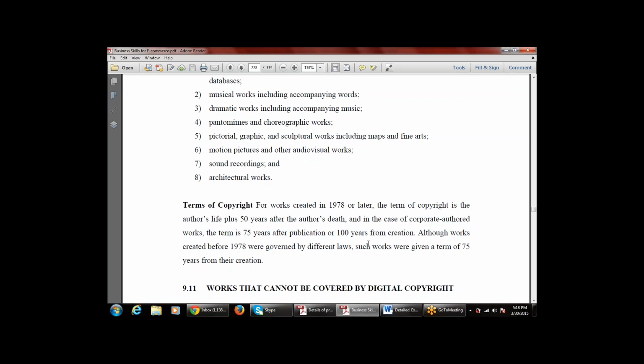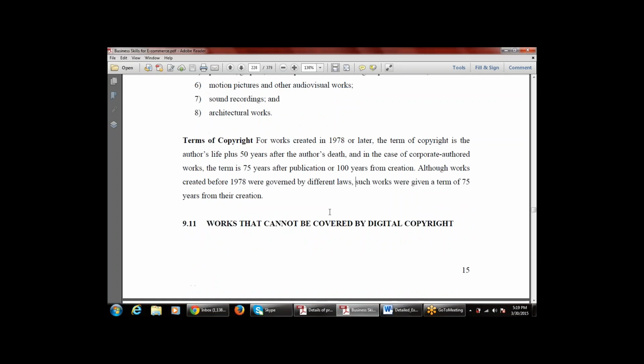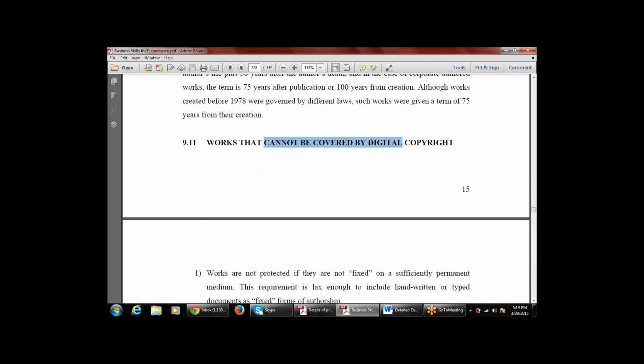In the case of a personal term, suppose I own a building that is personal, so the digital copyright is applicable for my life plus 50 years after my death. And in the case of corporate authored work, the term is 75 years after publication or 100 years from creation. Works created before 1978 are governed by different laws, such as work that is given 75 years from their creation.